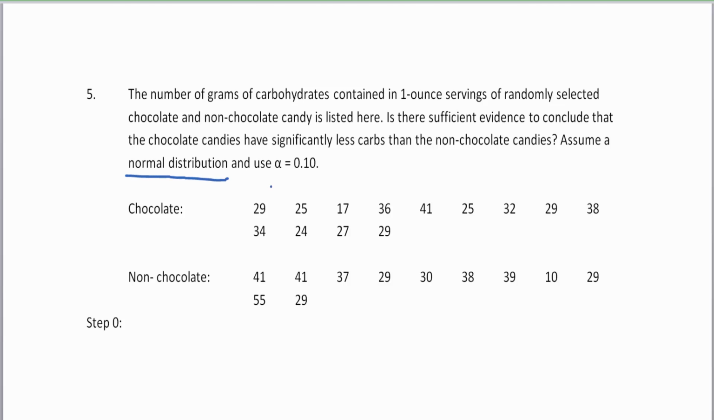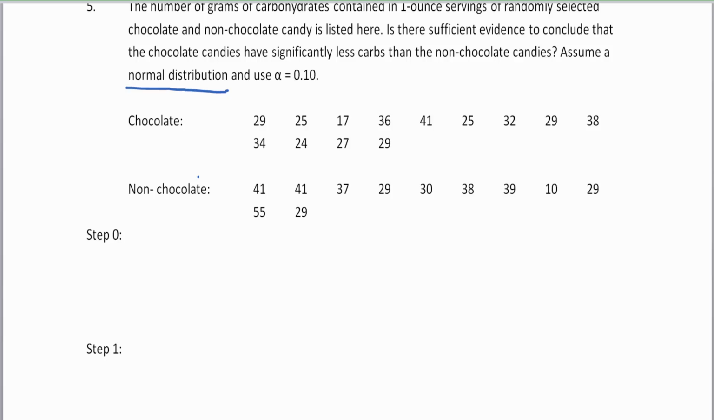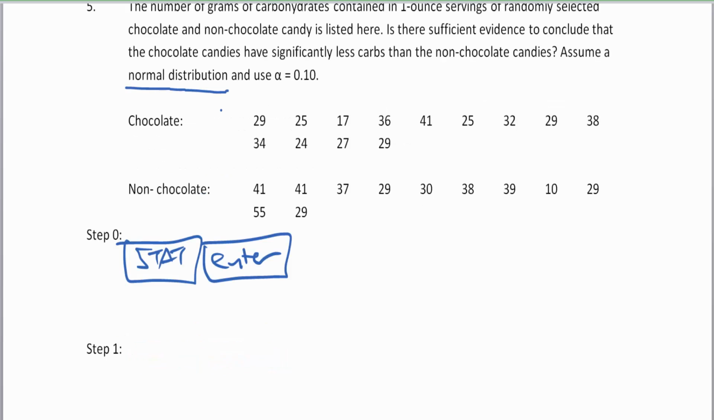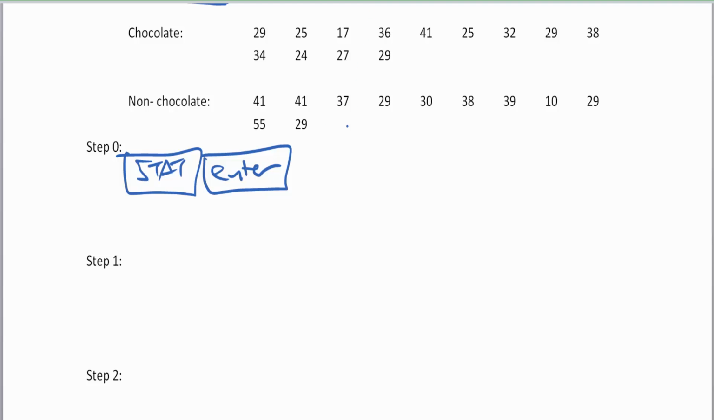So let's just go to step 0 and step 1, and we are going to make sure that we hit stat and we hit enter, because we're going to need to enter this data as well. The number of grams of carbohydrates contained in 1 ounce servings of randomly selected chocolate and non-chocolate candy is listed. Is there sufficient evidence to conclude that the chocolate candies have significantly less carbs than the non-chocolate candies? Assume a normal distribution and an alpha of 10%. All right, so I'm going to pause the video and type in the data so we have it for the rest of the problem.